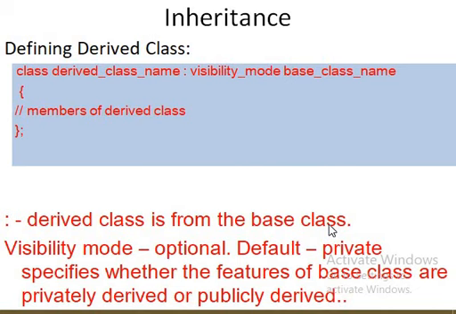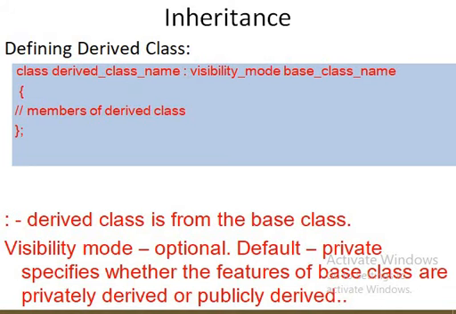Syntax for defining the derived class. It starts with the keyword class followed by the new class name, then colon, then visibility mode, space, base class name. Then within the opening and closing braces, the members of the derived class. The colon is used to specify that the derived class is derived from the base class.